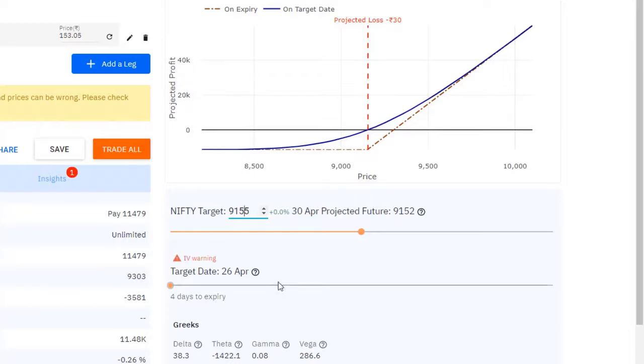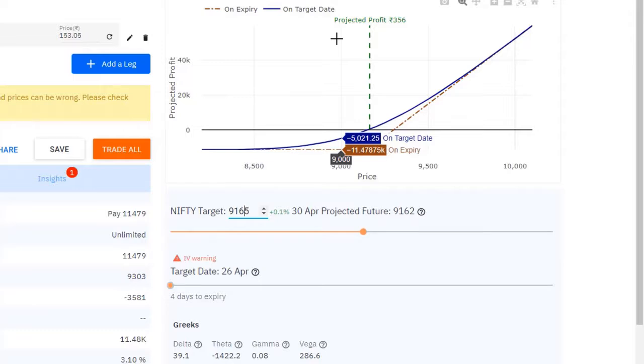So my answer to this question is around 400 rupees is how much my option P&L will change with a 10 point change in Nifty. So let's pay attention to this number, projected loss of minus 30. Let's jump it 10 points. So you can see it moved around 400 rupees. This is correct, right? This is how you use delta. This opens up a new question.